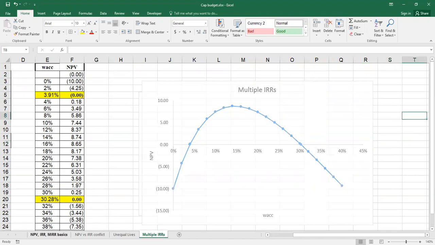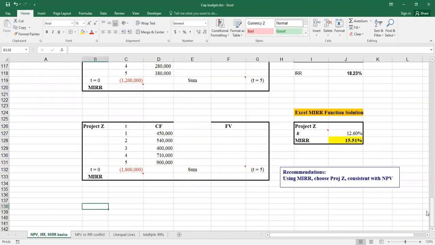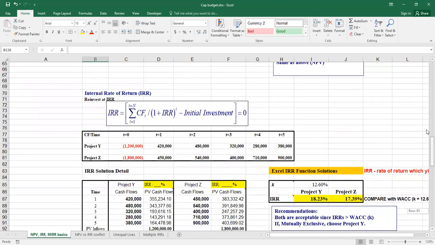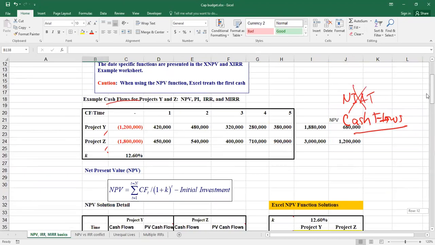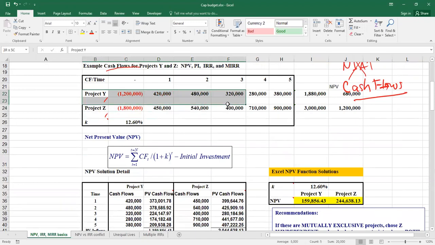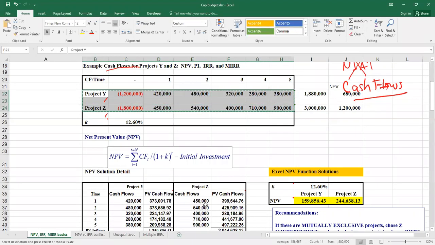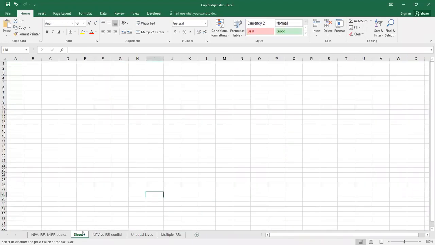Then last, copy na lang natin itong cash flow na to. Sorry, hindi ko na-include to. Dapat kasama to. Copy ko na lang muna to. Dito sa dulo.